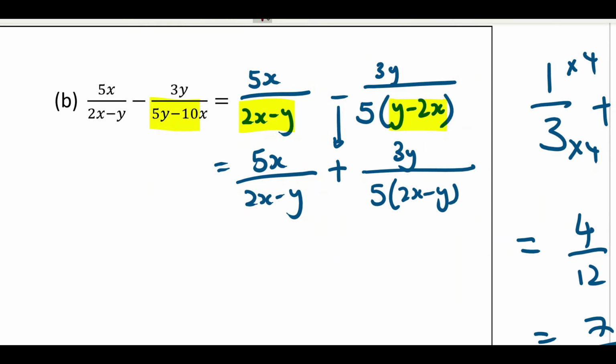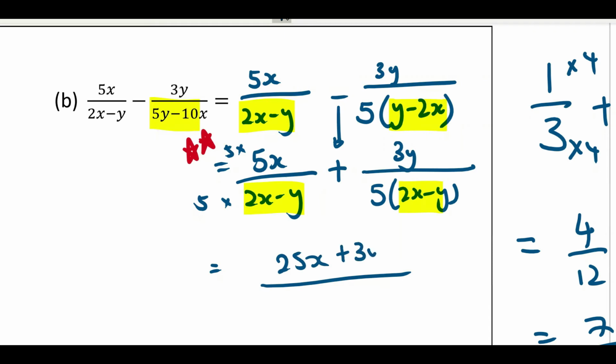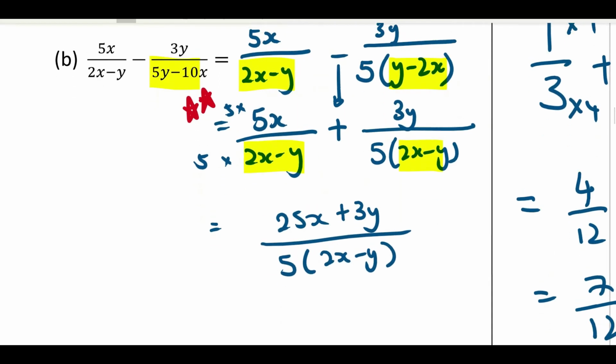Okay, this step is super important. This step is super important. Okay, and then once you get that, now the common denominator is what? Because both of them have 2x minus y, you only need to multiply by 5 to this guy and to this guy. So I have 25x plus 3y over 5. Remember, the denominator don't need to expand. And remember, this x and this x you cannot cancel, because this is part of the group.